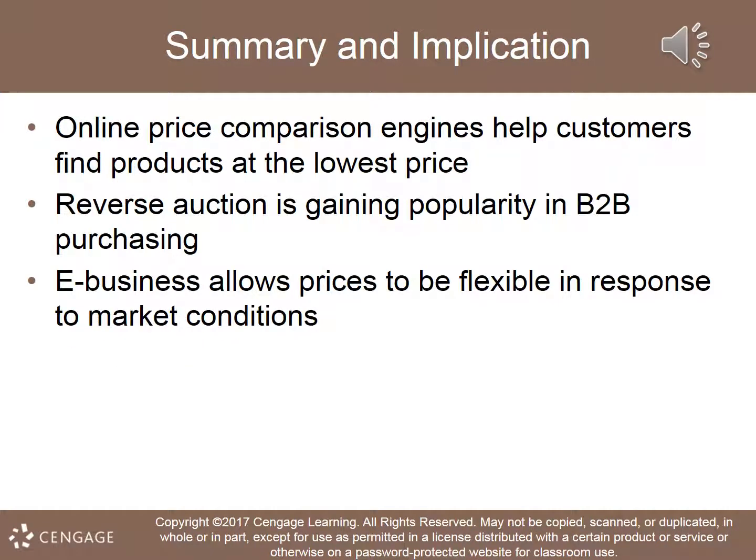In this chapter, we learn that pricing concepts are critical to all business, especially in e-business, which allows quick comparisons, on-the-spot negotiations, auctions, and lets customers name the prices. Online price comparison engines, known as shopping bots, help customers find products at the lowest price. Reverse auctions, which allow customers to submit the highest price they are willing to pay, are gaining popularity in B2B purchasing. Also, we learned that e-business allows prices to be flexible in response to market conditions.